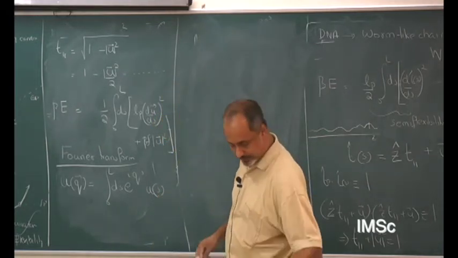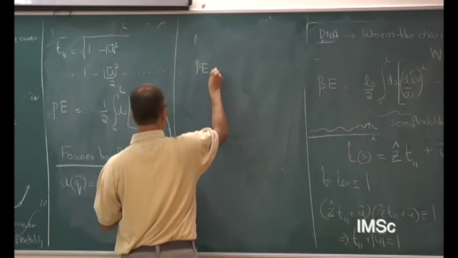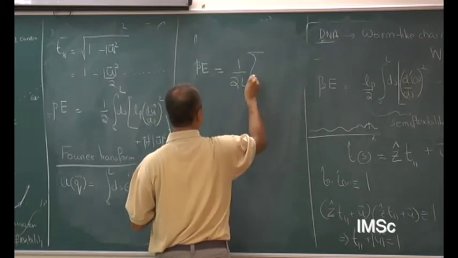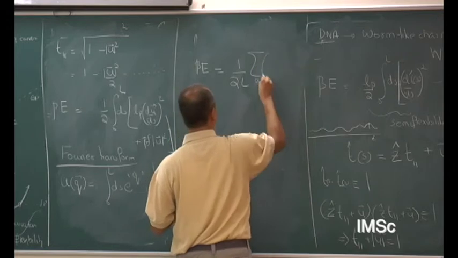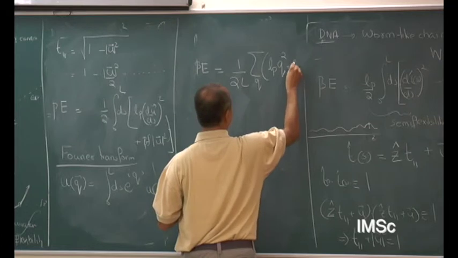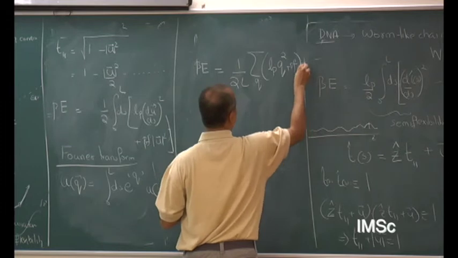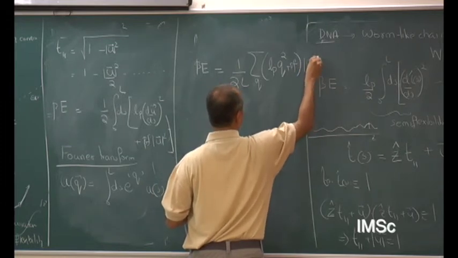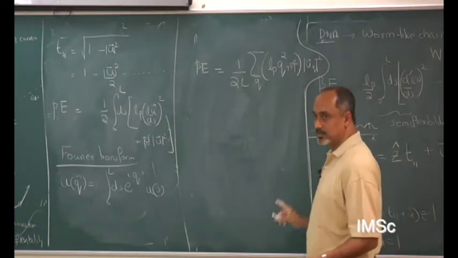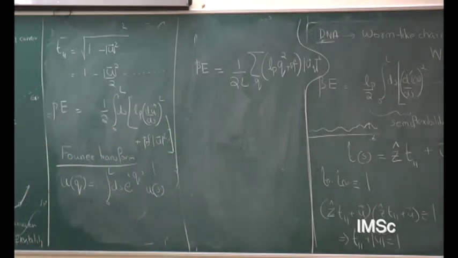So the total energy beta times E will then become 1 by 2L sum over all q of (LP q squared plus beta times F) times mod u of q squared. Just hold on for just one more minute, because then we're very close to getting the final result. Okay?